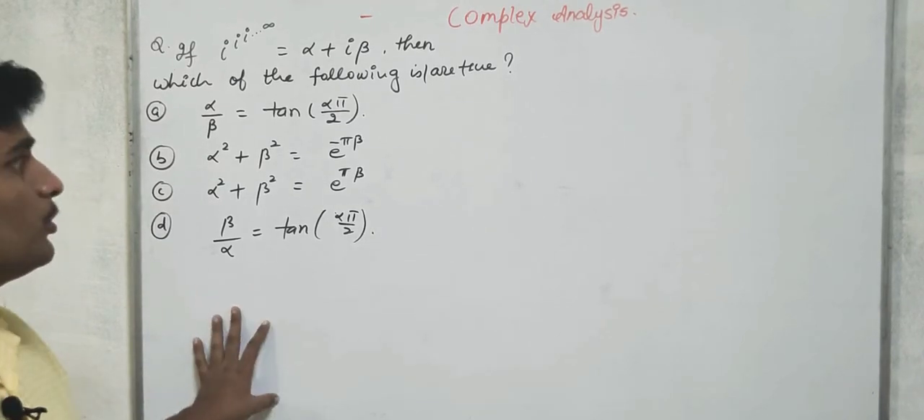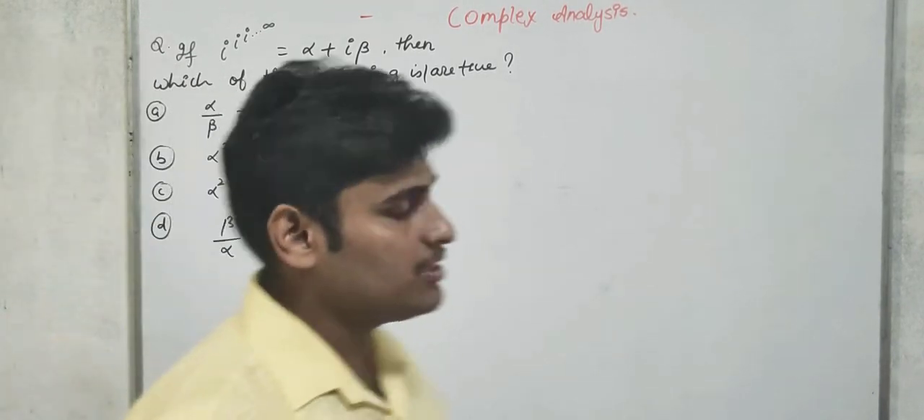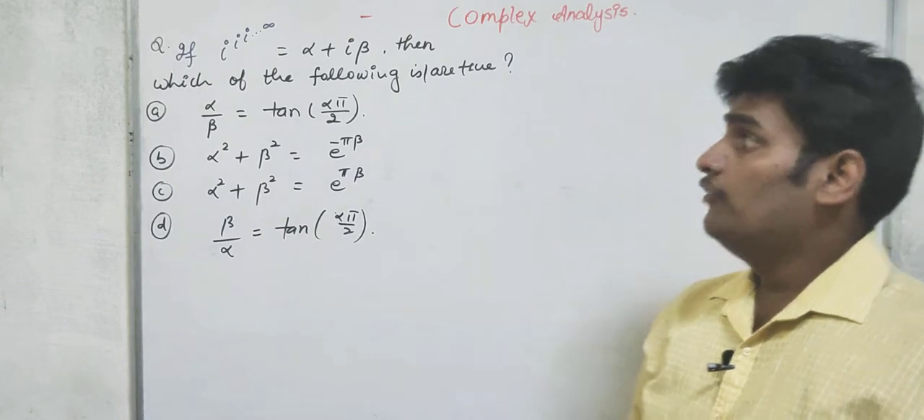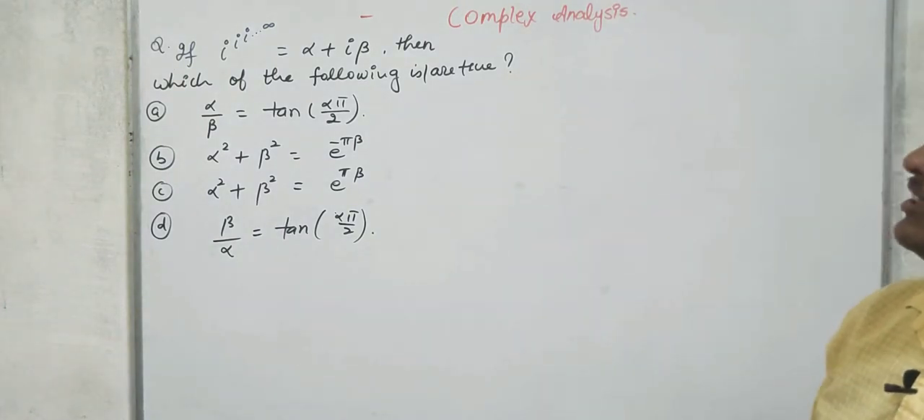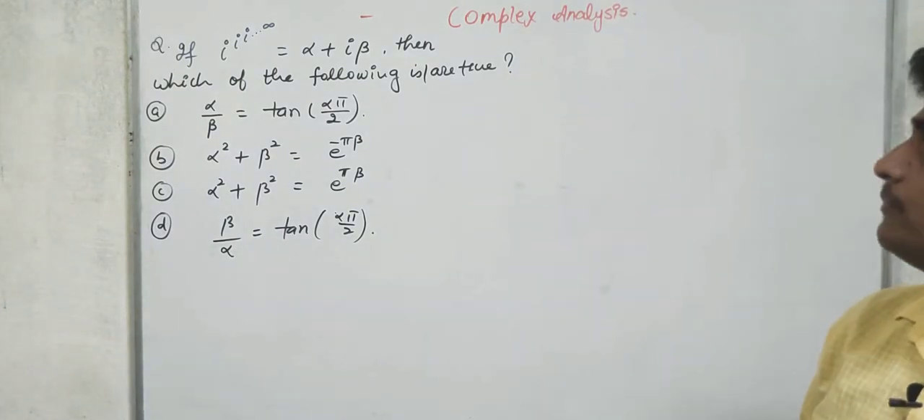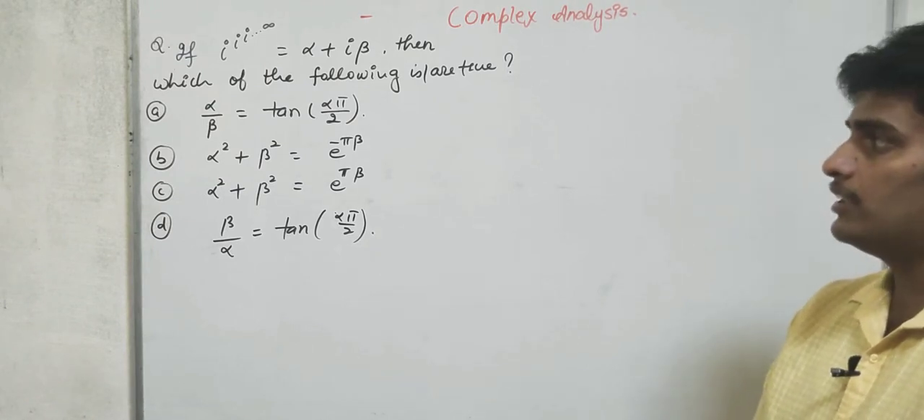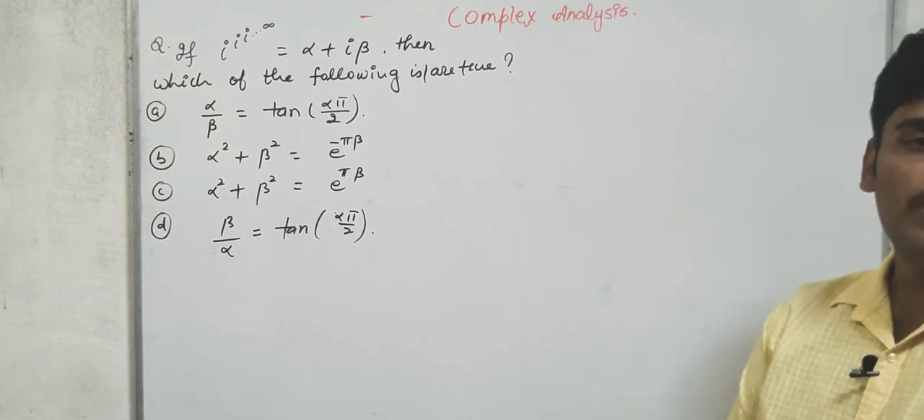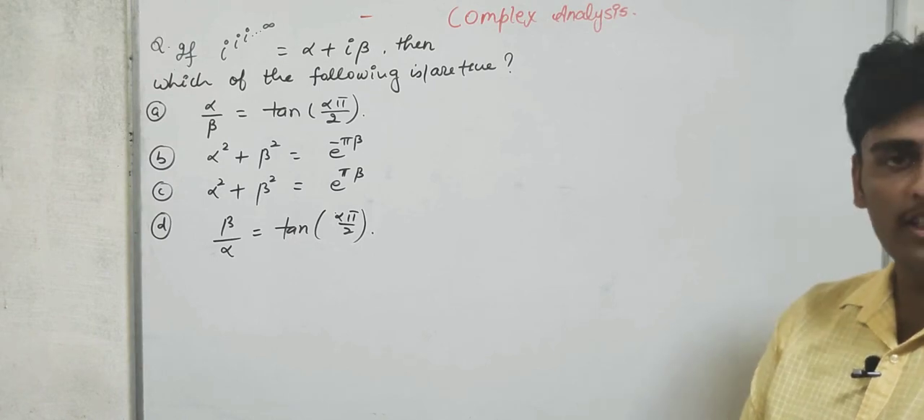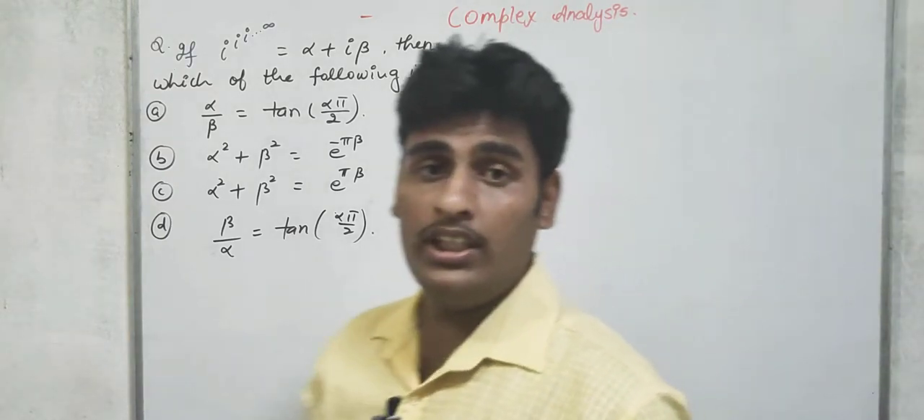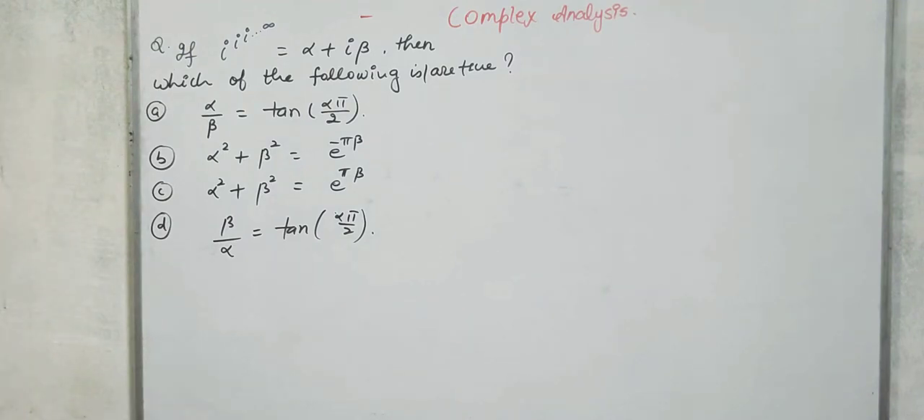This is also an important problem of complex analysis. So if iota raised to power iota up to infinity is equal to alpha plus iota beta, then which of the following is/are true? And this question is multi correct. एक से ज़्यादा इसके आंसर ठीक हो सकते हैं. ओके, एक या एक से ज़्यादा. ओके, now come to the solution part.